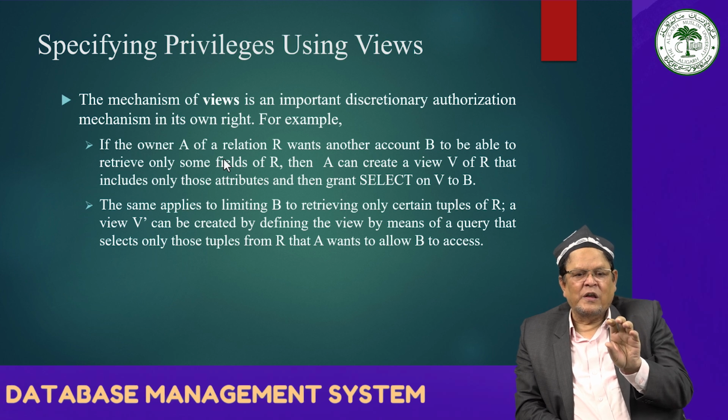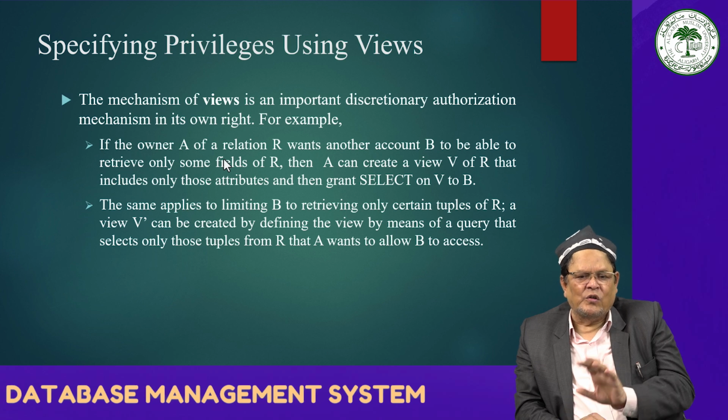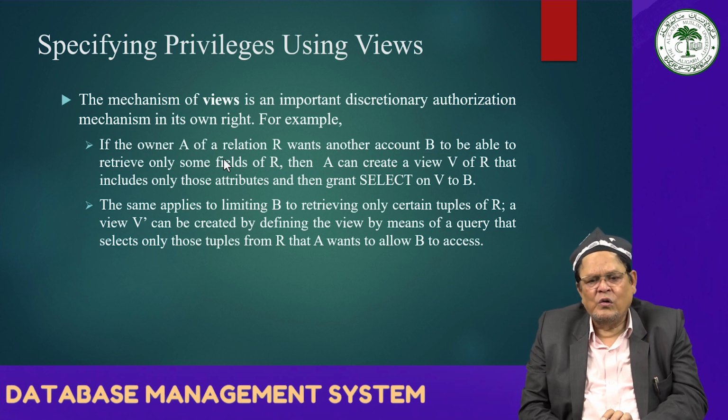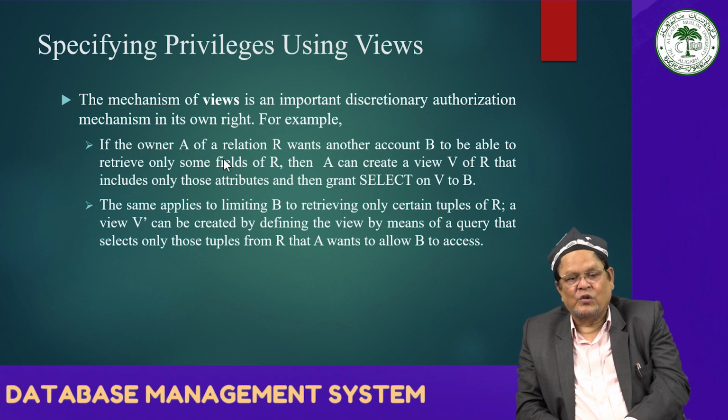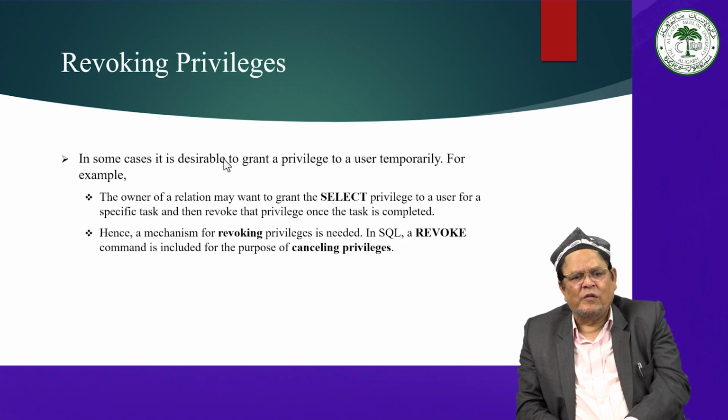The same applies to limiting B to retrieving only certain tuples of R. A view V can be created by defining the view by means of a query that selects only those tuples from R that A wants to allow B to access. So in this way, using the mechanism of views, you can give privileges. You can also revoke: after you have given a privilege, you can revoke it as well.